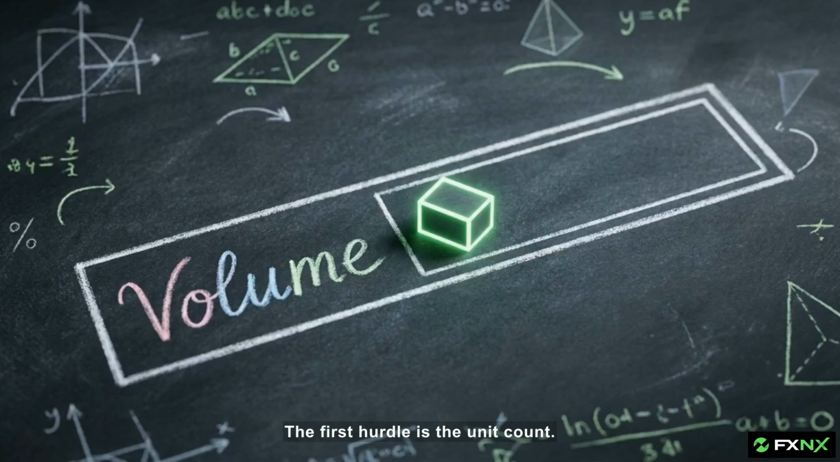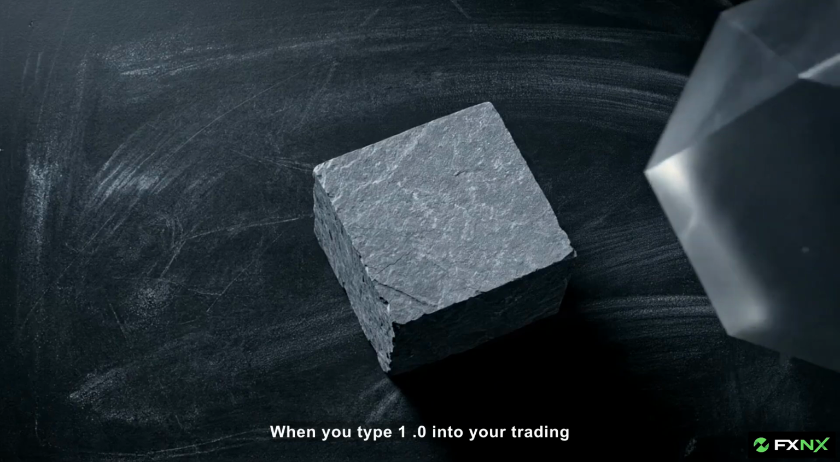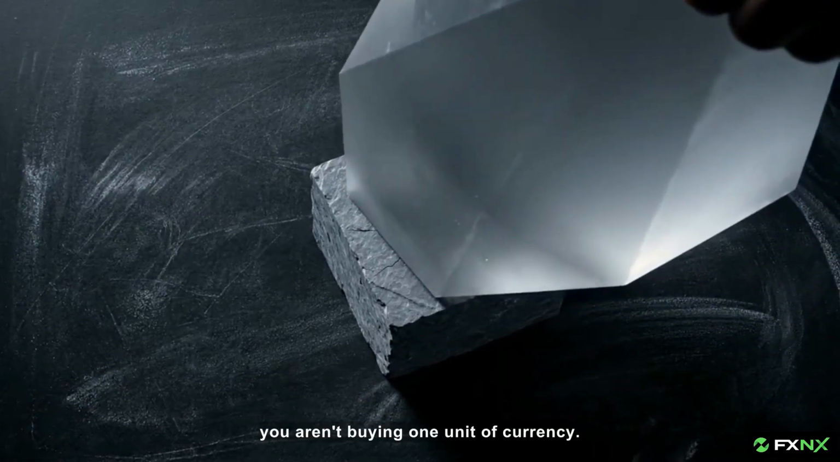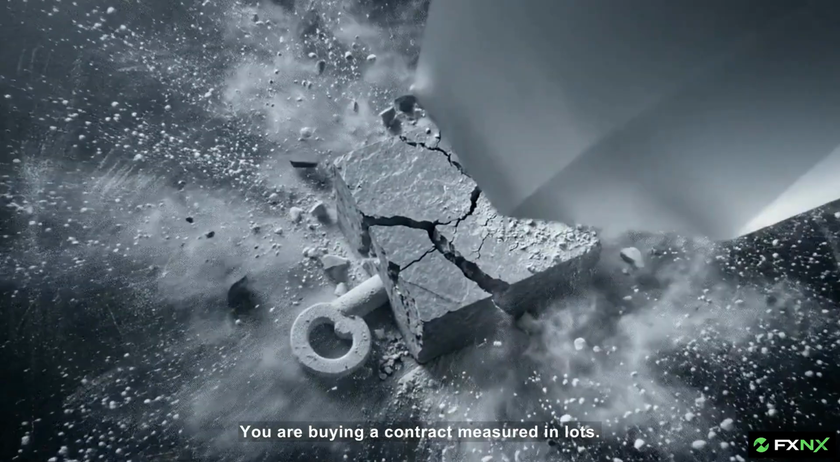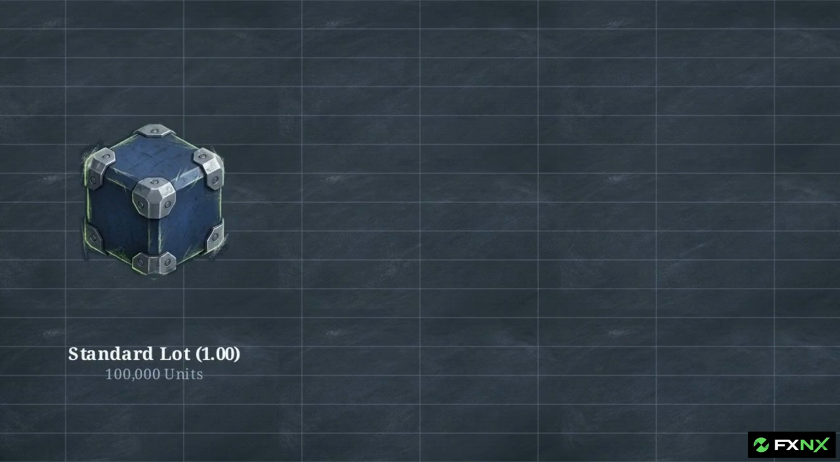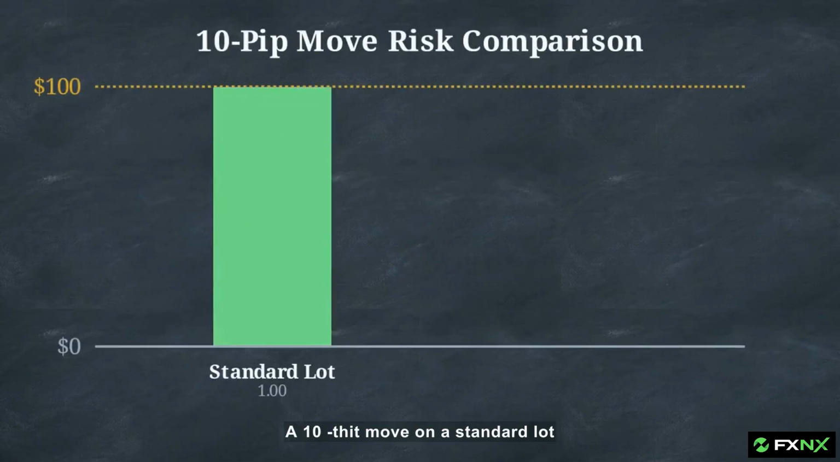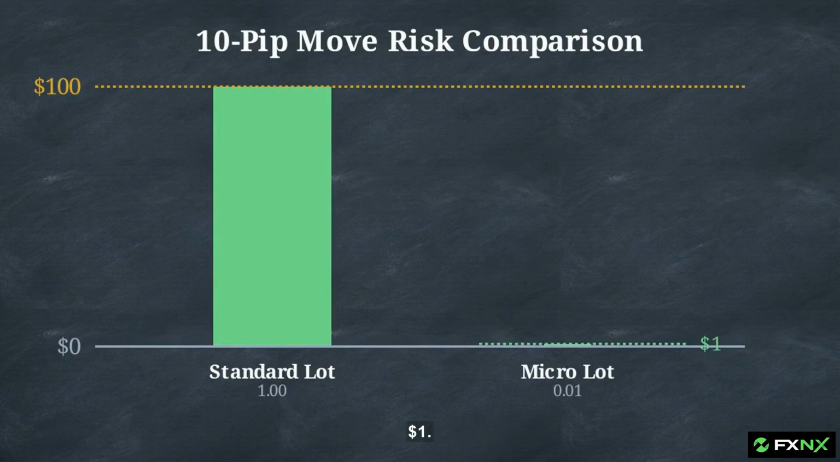The first hurdle is the unit count. When you type 1.0 into your trading platform, you aren't buying 1 unit of currency. You are buying a contract measured in lots. This diagram breaks down those volumes. A standard lot holds 100,000 units of the base currency, a mini lot holds 10,000, and a micro lot holds 1,000 units. A 10-pip move on a standard lot costs $100, but on a micro lot, it costs just $1.